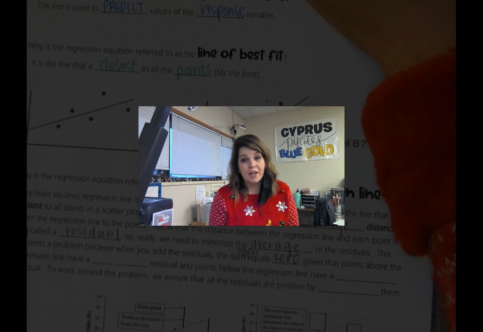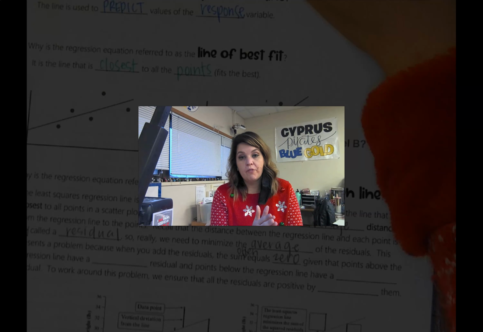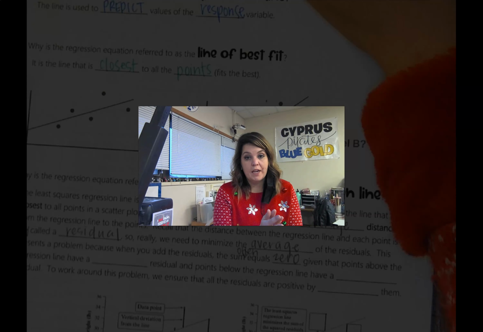So behind the scenes, your calculator is actually doing a lot of work. So it's not always 0. If you have found the line of best fit, it will be 0. But if you have found a line that does not fit the data well, then your residuals will not sum to 0. They might sum to a different number, but that's still not a good reflection.